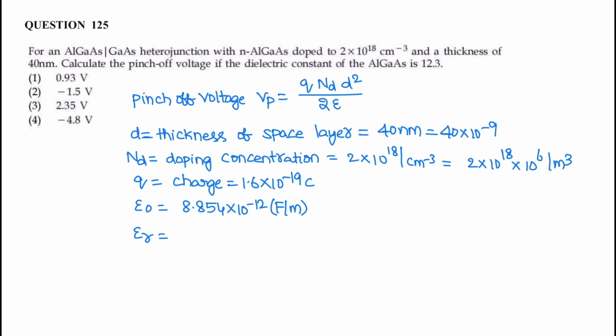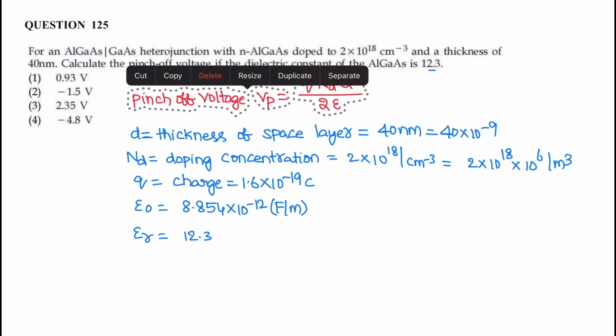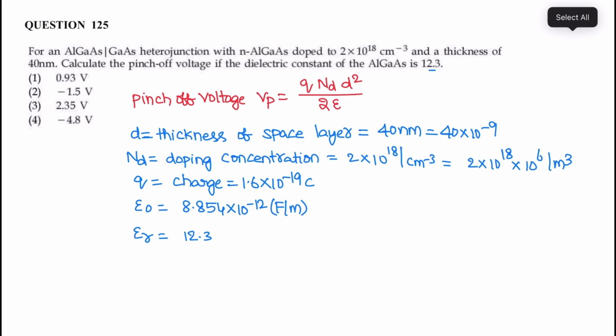The charge value is 1.6 into 10 power minus 19. Epsilon naught is 8.854 into 10 power minus 12. And epsilon r, the relative dielectric constant given in the question, is 12.3. Substitute all the values in the pinch off voltage formula. The pinch off voltage Vp is qNd d squared by 2 epsilon.